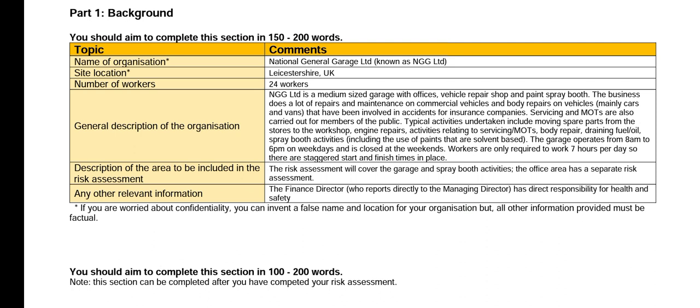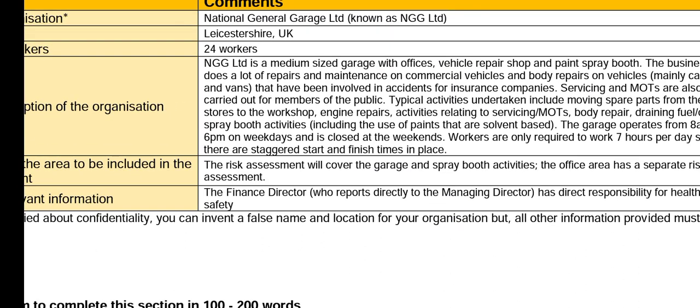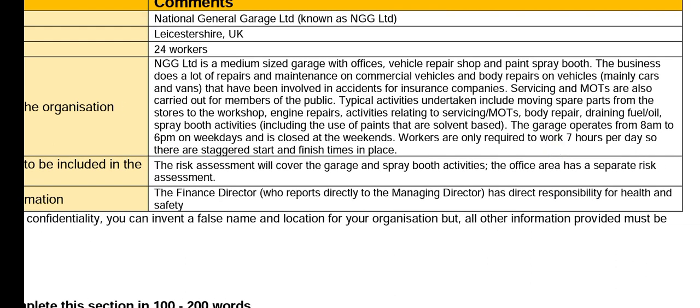NGG is a medium size garage with offices, vehicle repair shops, and paint spray booths. The business does a lot of repairs and maintenance on commercial vehicles and body repairs on vehicles, mainly cars and vans that have been involved in accidents for insurance companies. Servicing and MOTs are also carried out for members of the public.